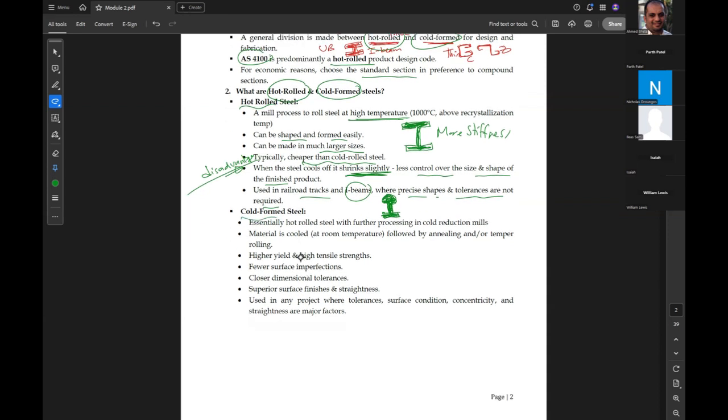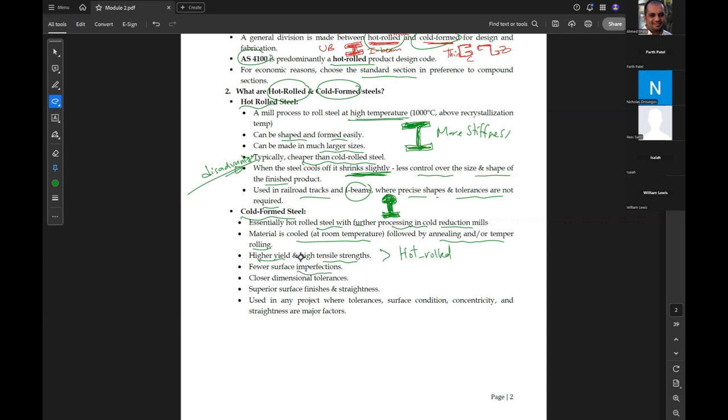The other type is the cold formed steel, which is essentially hot rolled steel with further processing in cold reduction mills. Material is cooled at room temperature, followed by annealing or temper rolling. It's just because the steel needs to be melted to be formed. Then after it cools, it is bent or given shape using the rolling machine. It has higher yield and higher tensile stresses compared to the hot rolled steel. So this is one of the advantages.